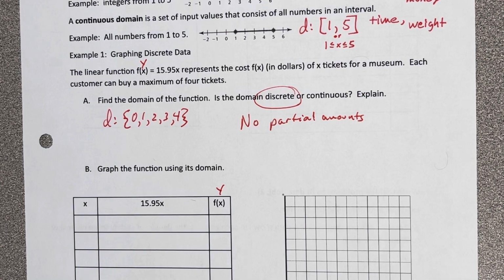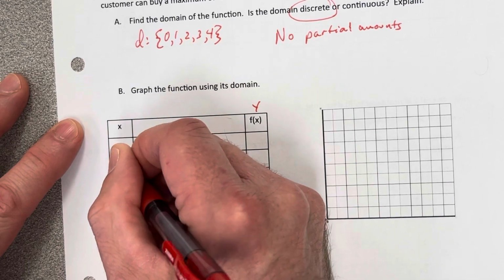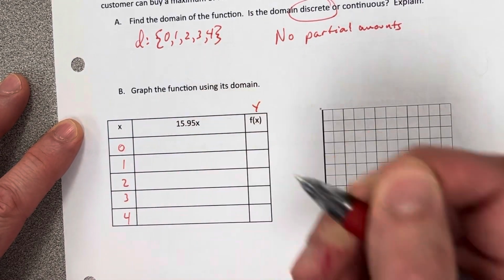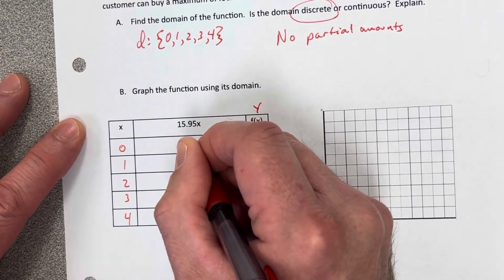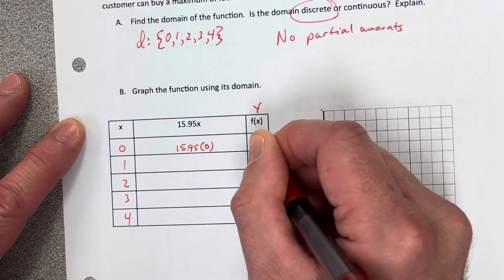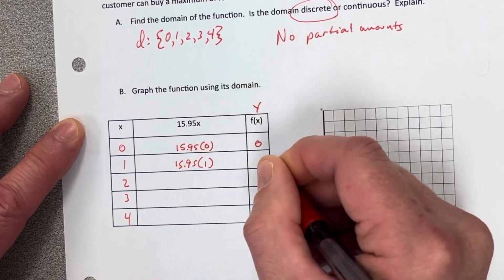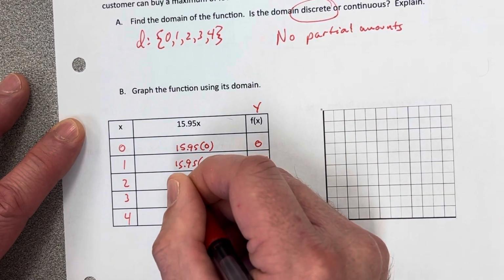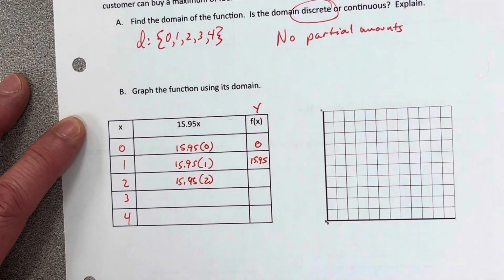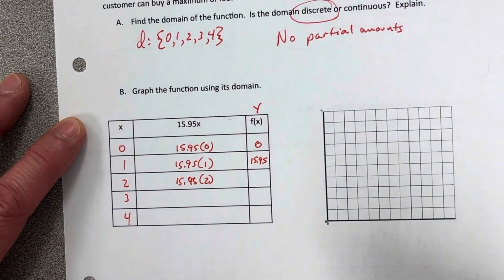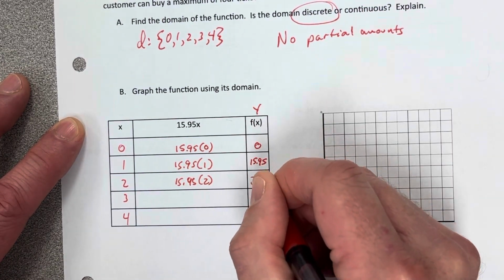Okay, now to graph this, your domain will just put in here 0, 1, 2, 3, 4. And we'll calculate the corresponding outputs and then graph them. 0 tickets, you ain't spending any money. 1 ticket, 15.95. 2 tickets, in your calculator, you get, oh, well, that makes sense. 16 would be 32, but then it's a dime less. Okay, so 31.90, yeah.